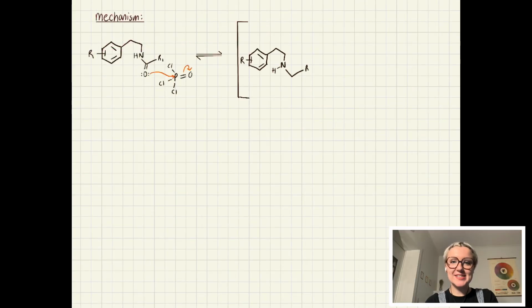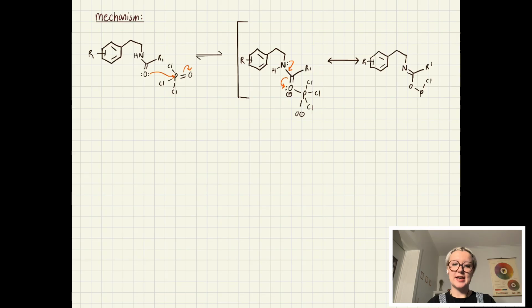Okay, so for the mechanism for the Bischler-Napieralski, we have our starting material and our POCl3 reagent. The first arrow is going to be from the lone pair on the oxygen attacking the phosphorus of the POCl3. And the second arrow shows the double bond being pushed up onto the oxygen as a lone pair. Our next move will be to show the resonance forms of this. So the next arrow will be from the lone pair on the nitrogen to form a double bond, and then pushing the double bond from the oxygen to form another lone pair.